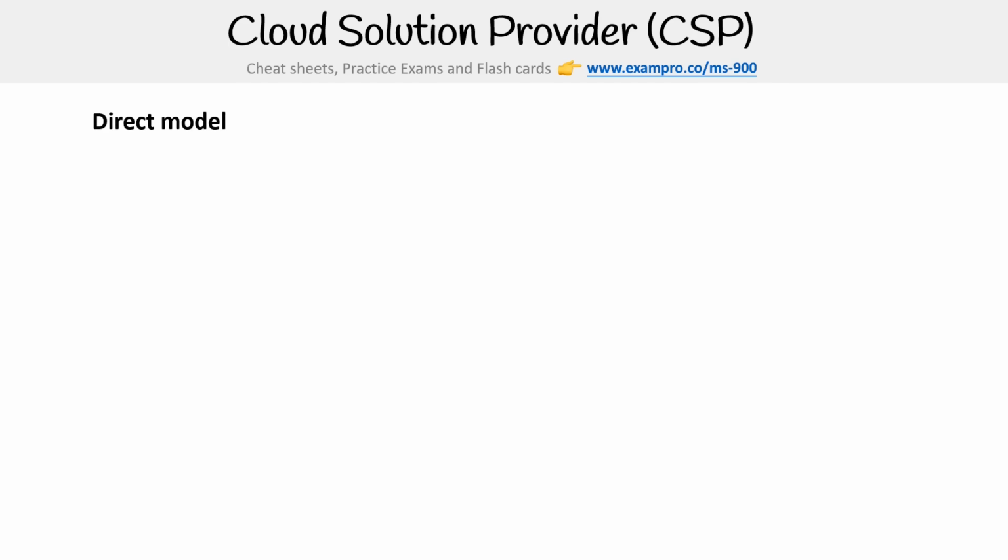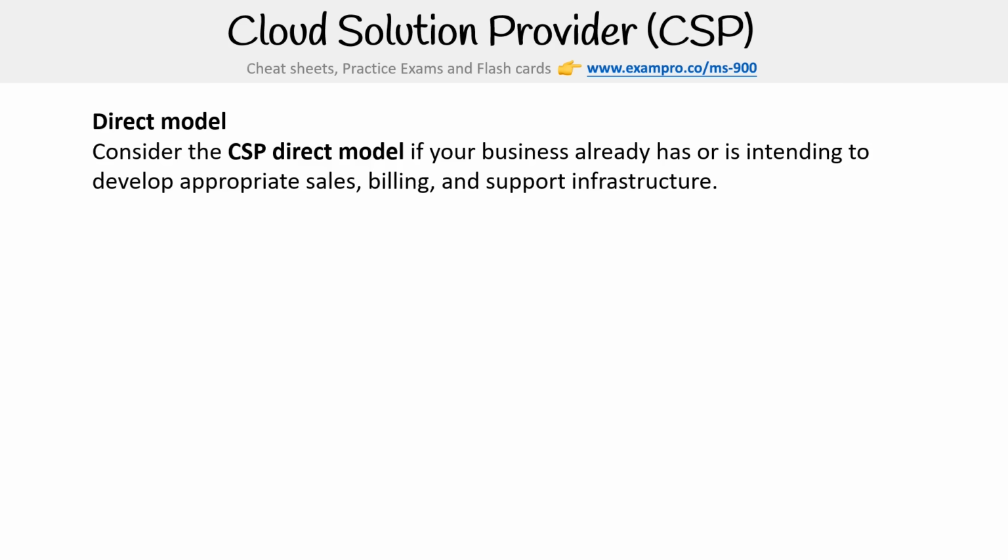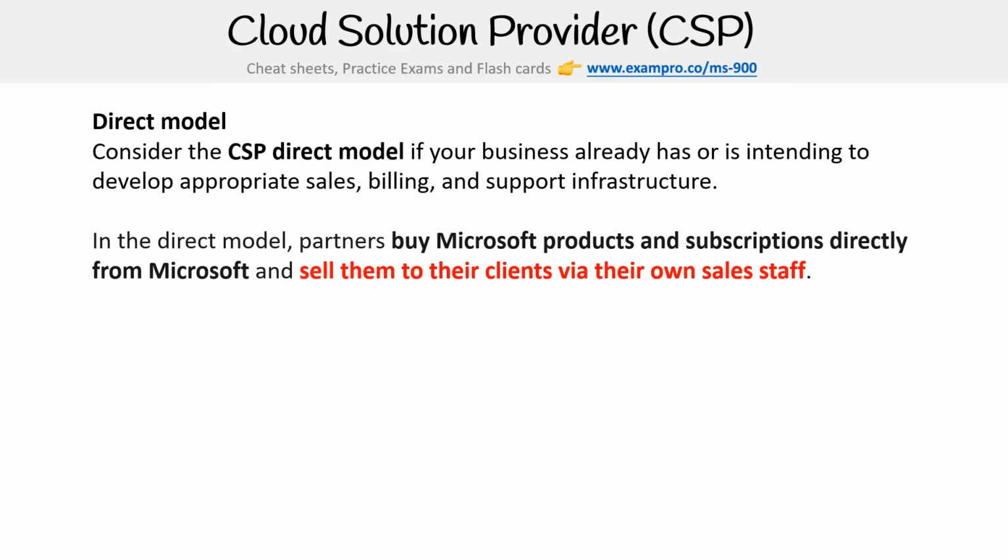Looking at the direct model, you may consider the CSP direct model if your business already has or is intending to develop appropriate sales, billing, and support infrastructure. In the direct model, partners buy Microsoft products and subscriptions directly from Microsoft and sell them to their clients through their own sales staff. You should meet the following prerequisites.